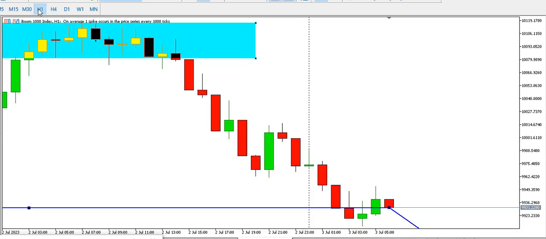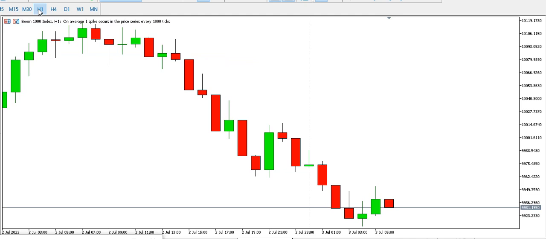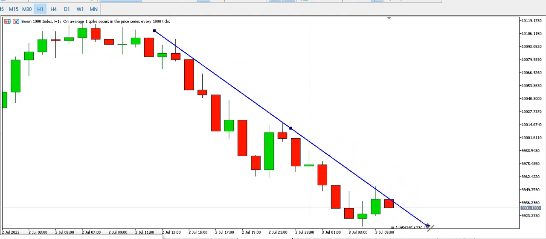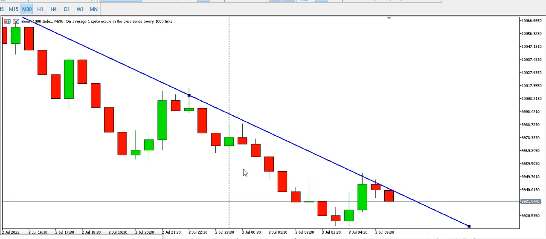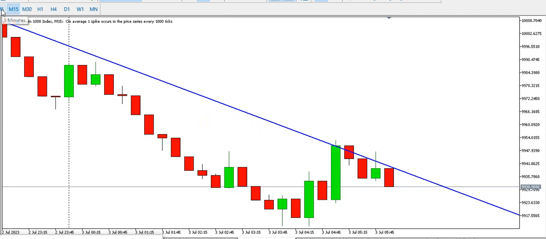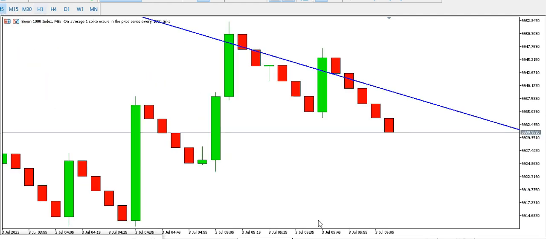This other block might serve as support to price. For Boom 1000 index on the 1 hour time frame, price is currently bearish. You might look for selling opportunities for Boom 1000 index. Looking at the current candlestick, you can see price is trying to drop some more, so you might want to look for selling opportunities on Boom 1000 index if you like to trade against the spike.